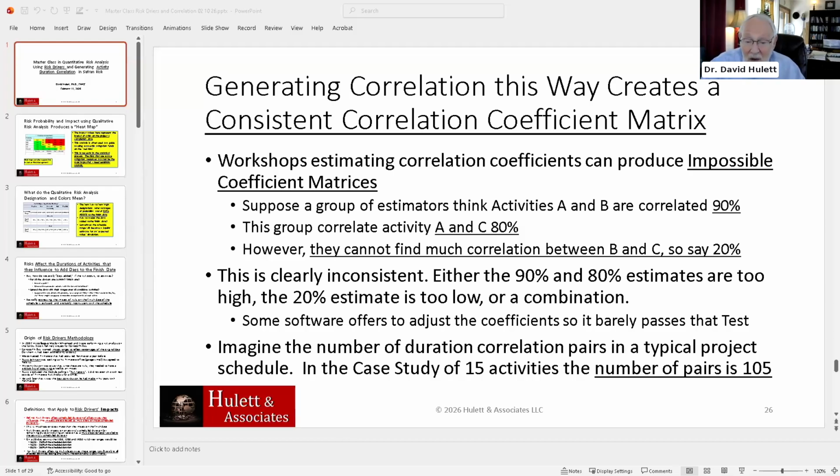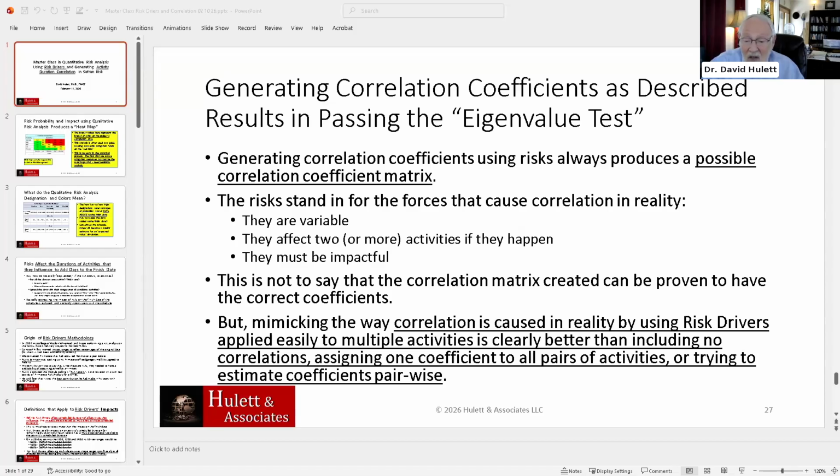So the best way to do it is to say, look, the way correlation is caused in reality is by using risk drivers. The fact that they use the multiplicative factor makes it easy to apply risk drivers to all the activities. You're not trying to add days, which makes it very difficult to apply drivers to days, and so to apply drivers to multiple activities. So you probably don't do it. And then you're forced with trying to estimate correlation coefficients because they're important.